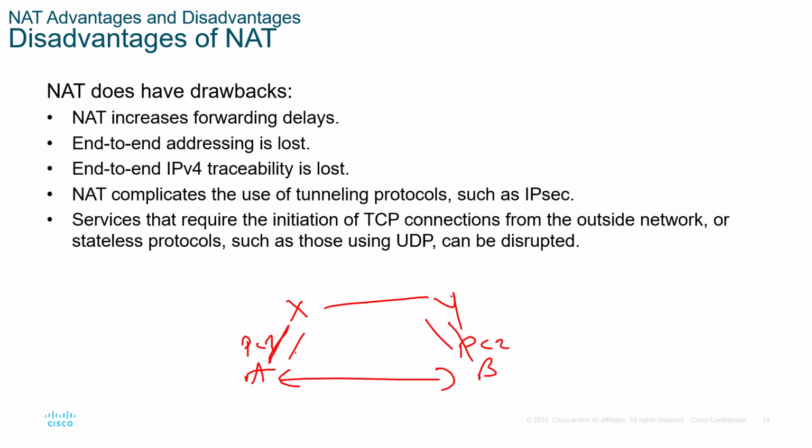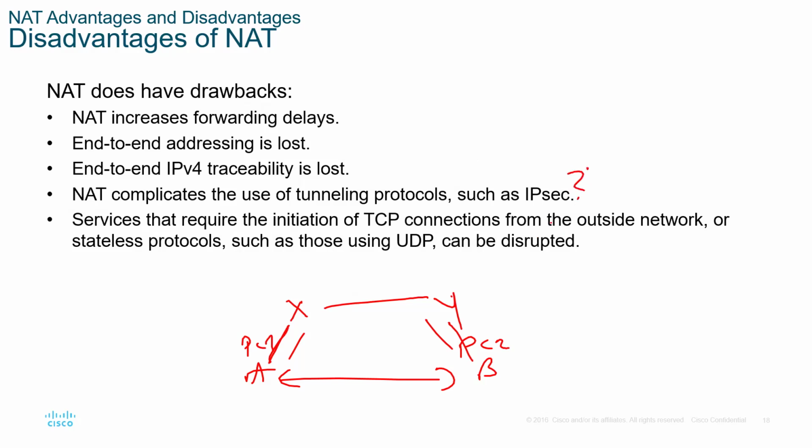It's very difficult to troubleshoot. Why? Because you're dealing with addresses that are translated, you're dealing with hidden addresses, hidden networks. That's a problem. Another disadvantage, it complicates the use of tunneling protocols, such as IPsec, services that require the initiation of TCP connections from the outside network, or stateless protocols, such as UDP, can be disrupted.